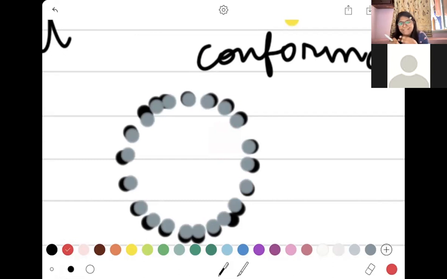Now you can see, just like the membrane, because this is a ring structure, this can bend and twist in any manner so that it can occupy smaller space.